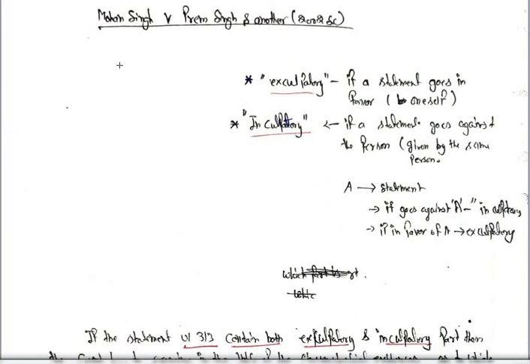Write down a case: Mohan Singh versus Prem Singh and another, 2002 Supreme Court. इसमें एक पॉइंट था अबाउट द इनकल्पेटरी एंड एक्सकल्पेटरी। So what do you mean by inculpatory and exculpatory?